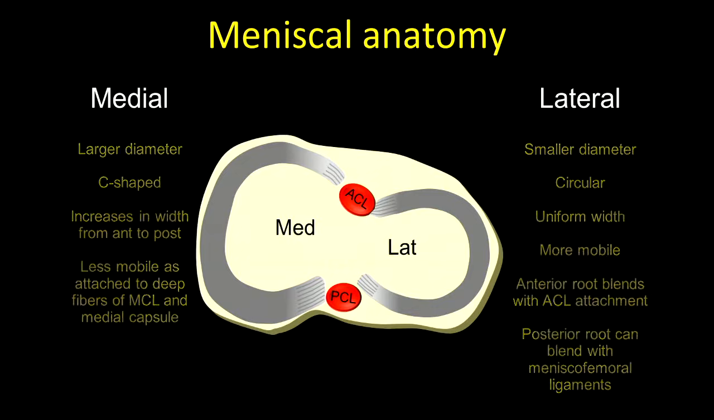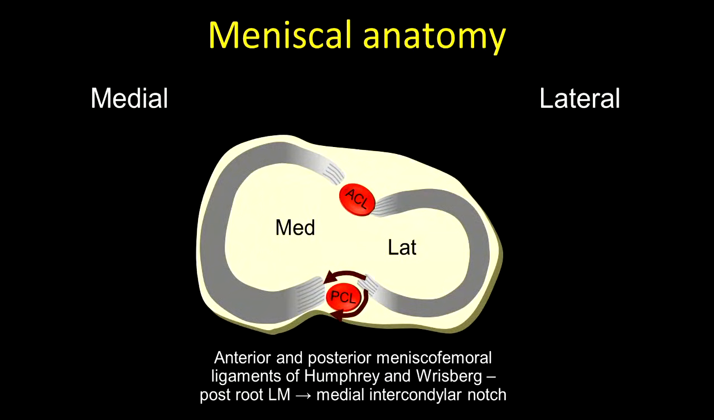These ligaments arise anterior and posteriorly. They go from the posterior root of the lateral meniscus and pass on either side of the PCL to the medial intercondylar notch. We also have another ligamentous structure anteriorly, and this is the transverse ligament, which bridges the anterior horns of the medial and lateral menisci.